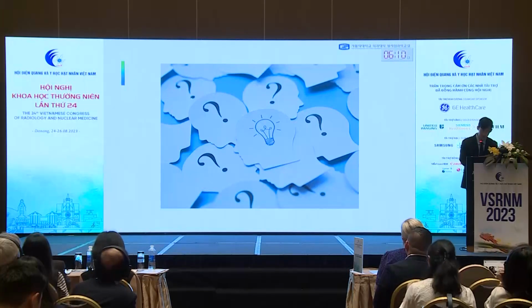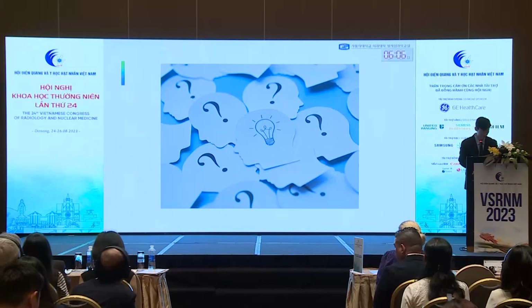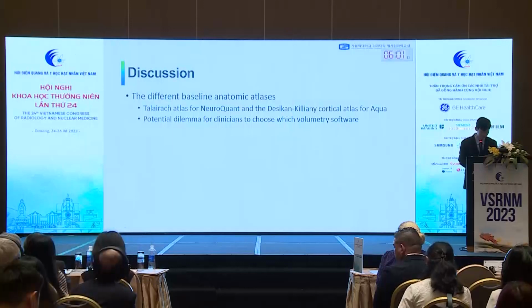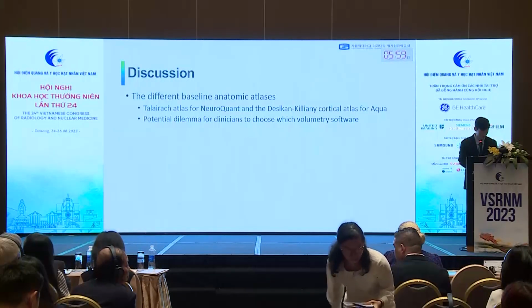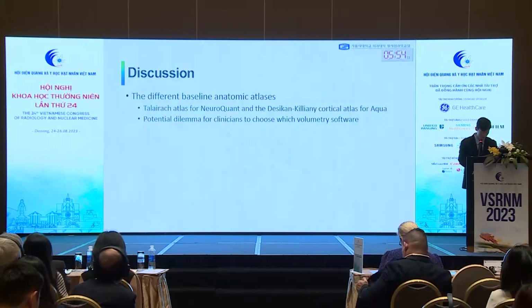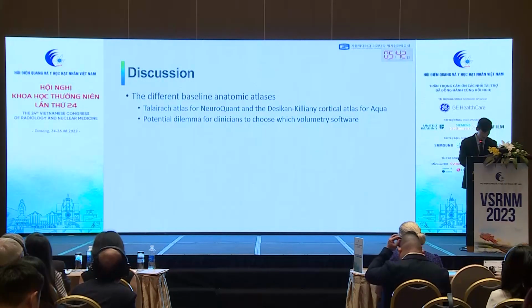But when we think about why there is a difference between the 2 software, there can be a number of potential causes. The different baseline anatomic atlases between NeuroQuant and AQUA could be one of the causes, because NeuroQuant and AQUA were developed with the Talairach Atlas and Desikan-Killiany Atlas, respectively. Therefore, these results could be a potential dilemma for clinicians to choose which volumetry software when there is a demand for acquiring quantitative volume of the brain substructure.